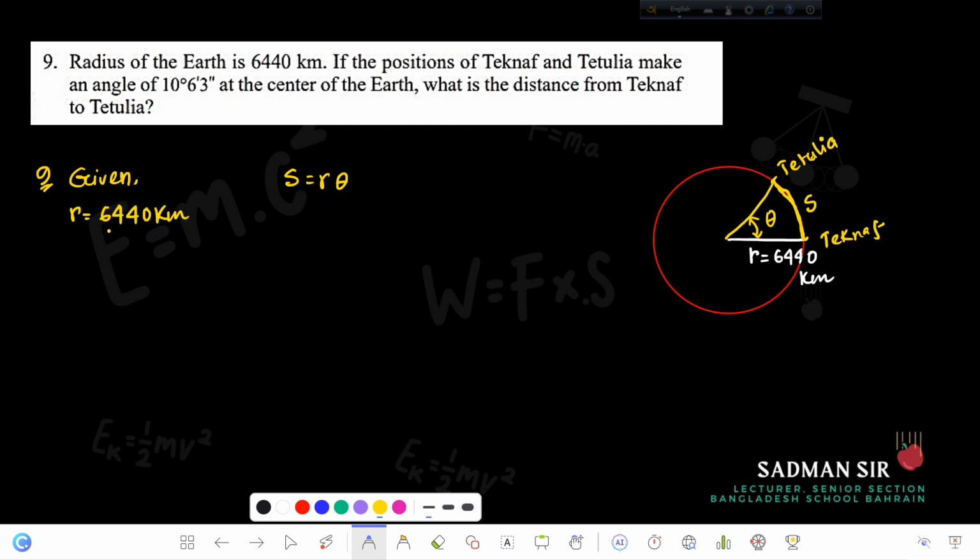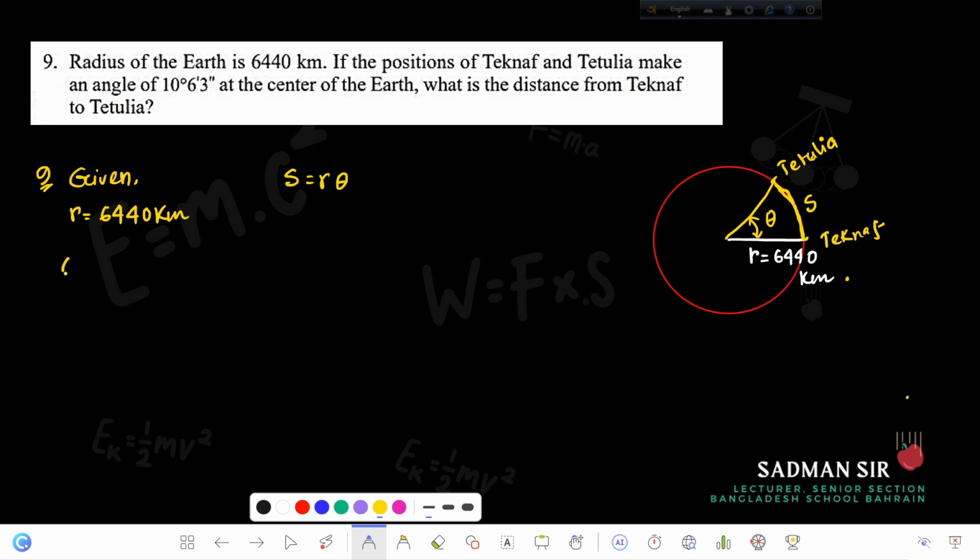No need to convert it into meter, let us keep it in kilometer only, because the distance between two places or two cities should be in kilometer. Teknaf is the southernmost point of Bangladesh and Tetulia is the northernmost point. That means if you see the map of Bangladesh, the bottom point of it is Teknaf and the upper point is Tetulia. So whenever anyone wants to mention the full Bangladesh, they say from Teknaf to Tetulia. That means they are talking about the whole Bangladesh.